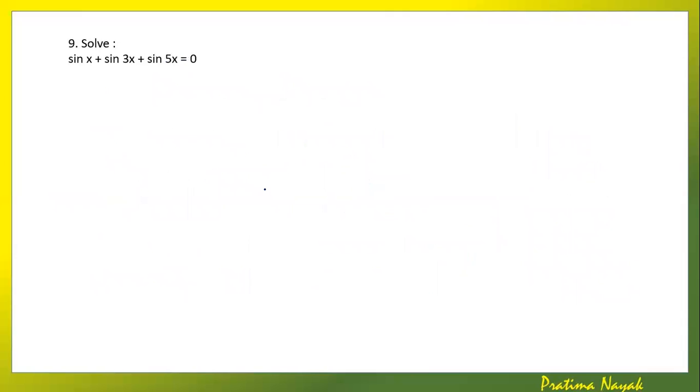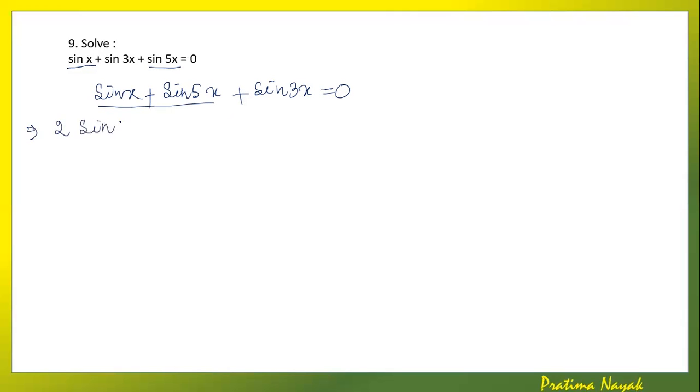Then question number 9, solve sin x plus sin 3x plus sin 5x is 0. So here we'll take the smallest one and the biggest one together. So sin x plus sin 5x together, and we'll put the formula for sin A plus sin B. And this we will keep separate. Sin A plus sin B is equal to 2 sin (A plus B) by 2, so (x plus 5x) by 2, into cos (x minus 5x) by 2, and plus sin 3x is 0.